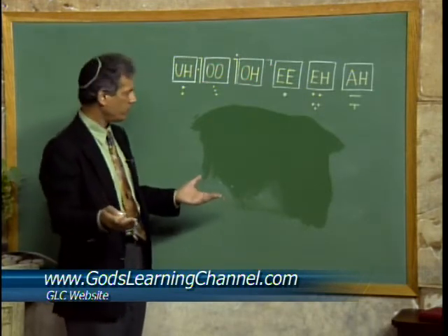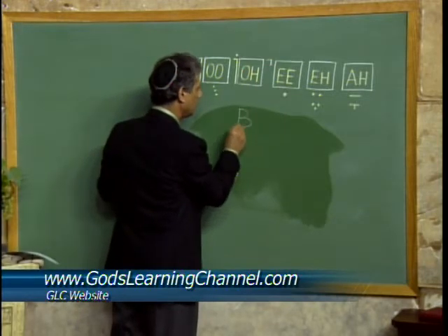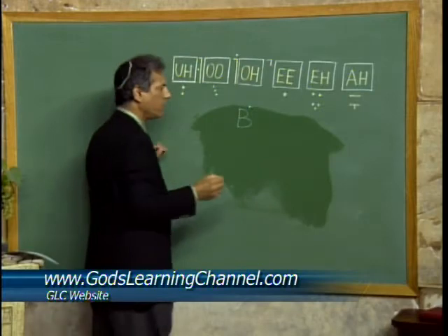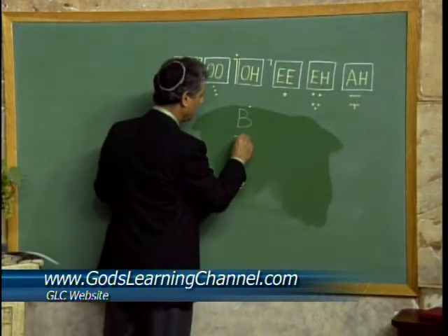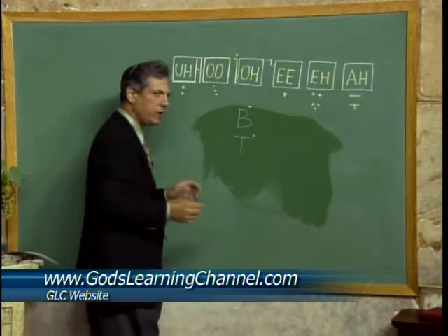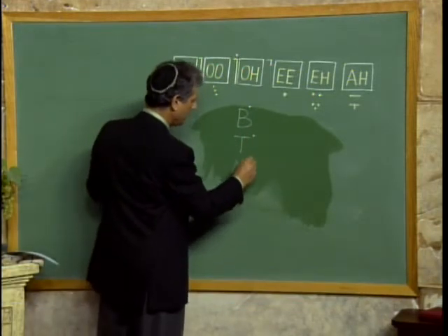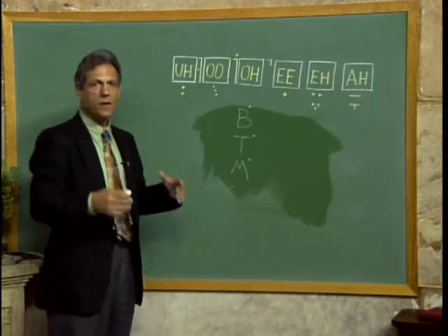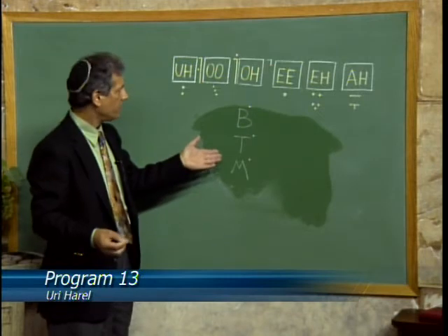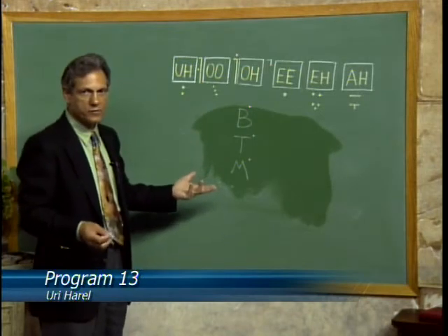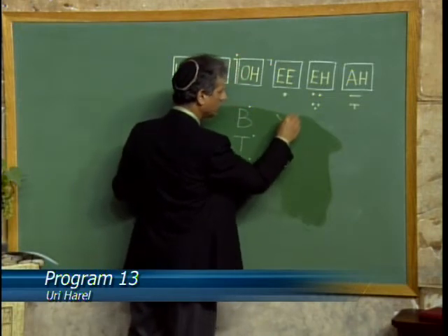but the dot on top will tell you that this is an O sound. So if I put the letter B with a dot on top, that will be Bo. If I put the letter T with a dot on top, that will be To. If I put the letter M with a dot on top, that will be Mo, and so on. So it's easy to understand. Here is the Hebrew letters. The first Hebrew letter is Aleph.